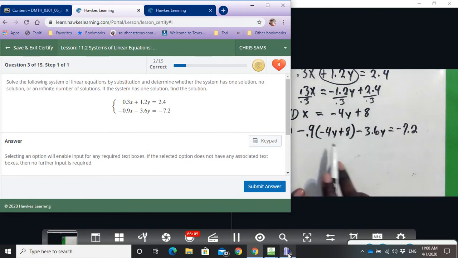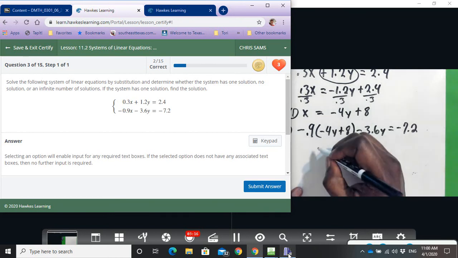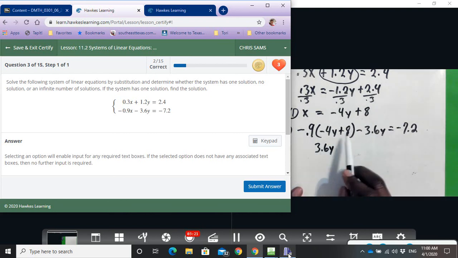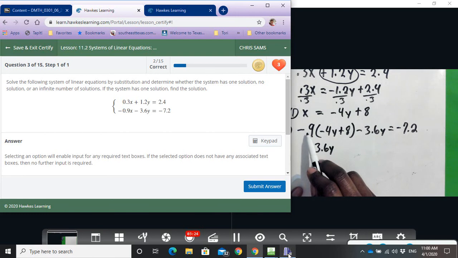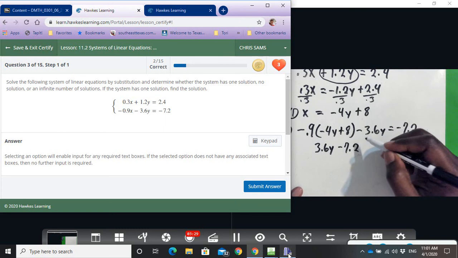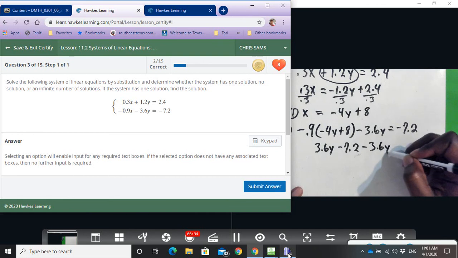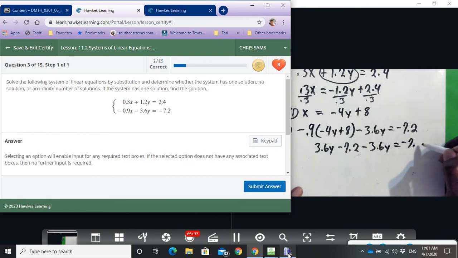Now we can solve for y. That's the variable that we have. Negative times negative is going to end up being positive. 9 times 4 is 36, so 1 decimal, 3.6y. Alright, 9 times 8 is 72. We're going to move the decimal over 1 time, so negative 7.2. And then minus 3.6y equals negative 7.2.